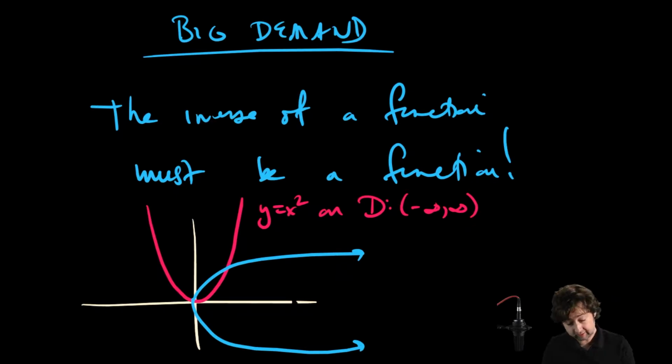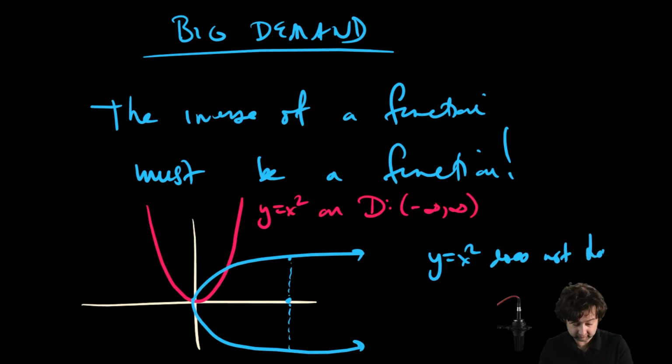That is to say, a single value of x gives rise to two different y values. So for this setup, y equals x squared does not have an inverse. And it doesn't have an inverse because each x value splits into two different y values.